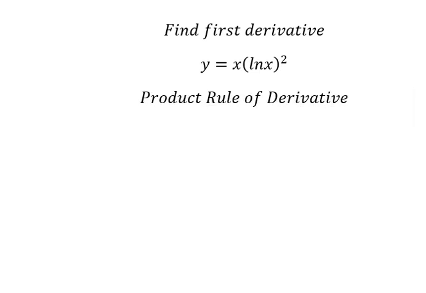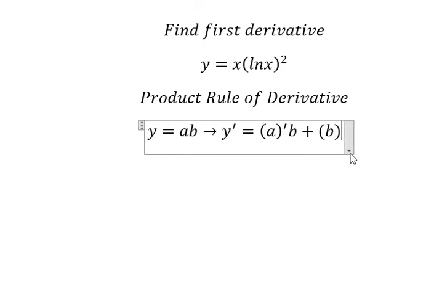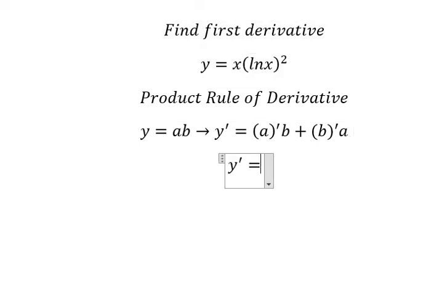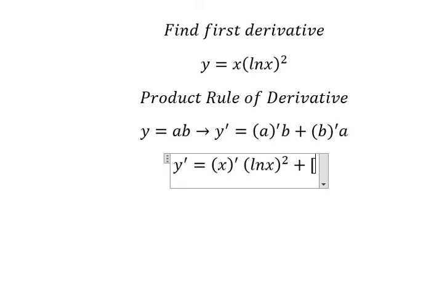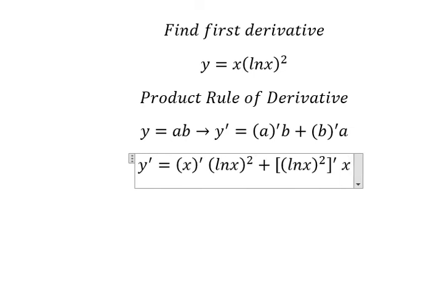So we have y equals ab. If we do the first derivative of this, you get the first derivative of a multiplied by b, plus the first derivative of b multiplied by a. So for this one, you get the first derivative of s multiplied by ln s to the power of 2, plus the first derivative of ln s to the power of 2 multiplied by s. Now for this one, you get number 1.